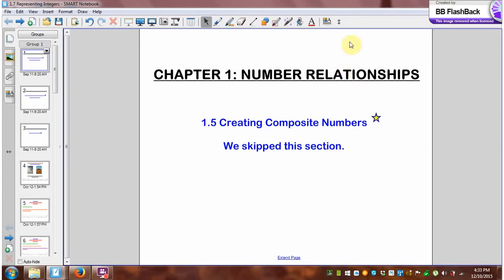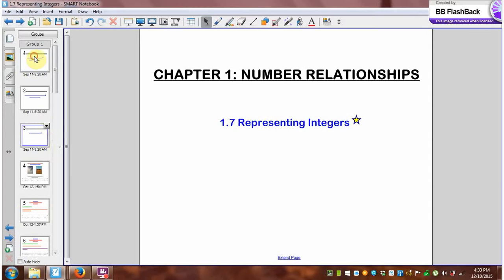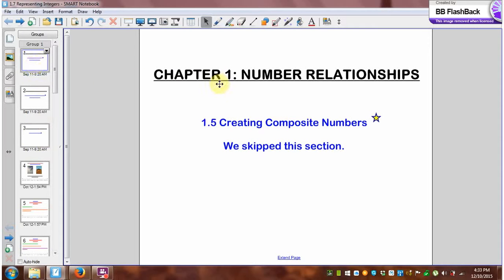Hello guys, today we're going to be working on section 1.7, but I just want you to make a little note. Section 1.5, creating composite numbers. I want you to make a note that we skipped this section, so when you're reviewing for your test, you know not to go over that section in your textbook. Just write that down: 1.5, creating composite numbers. Just make a note, we skipped this section.